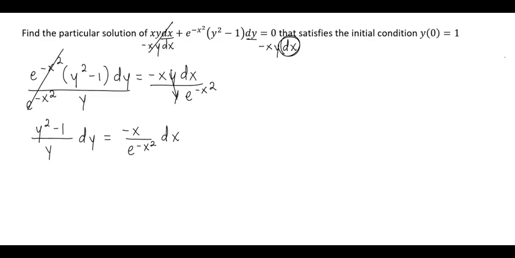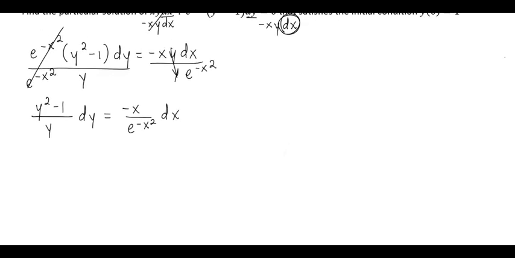Now we have the variables separated, but before I integrate both sides, I'm going to simplify the left and right hand side of the equations. On the left side, y squared minus 1 divided by y simplifies down to y minus 1 over y when we divide each of those terms by the y in the denominator. And then on the right side of the equation, I'm going to use rules of exponents to rewrite this e to the negative x squared in the numerator. Right now it has a negative exponent, so when we bring it up to the numerator, it will have a positive exponent. So it becomes e to the positive x squared multiplied by the negative x dx.